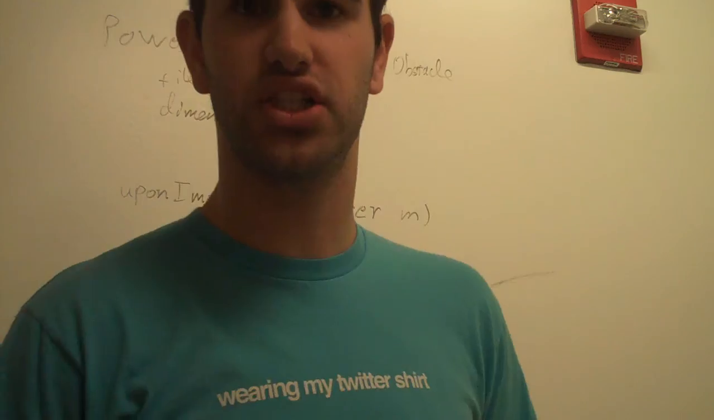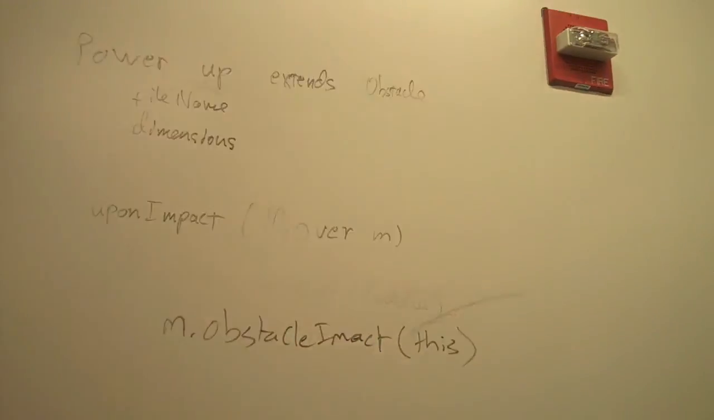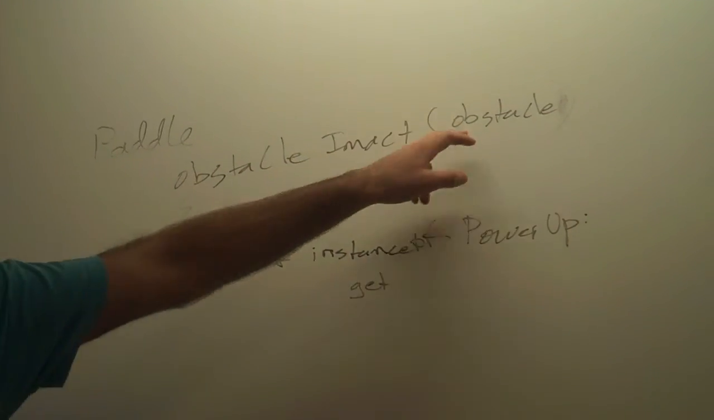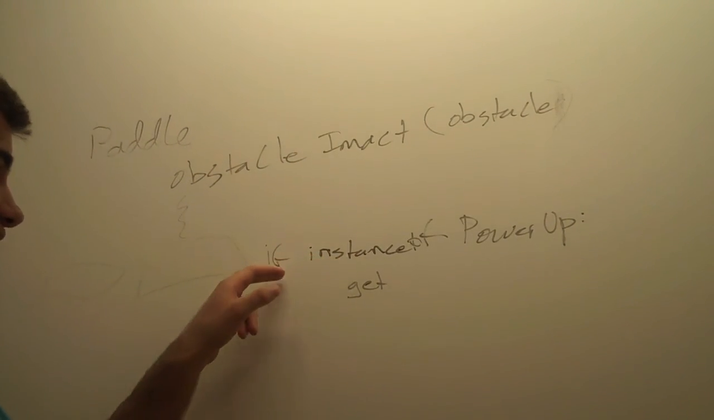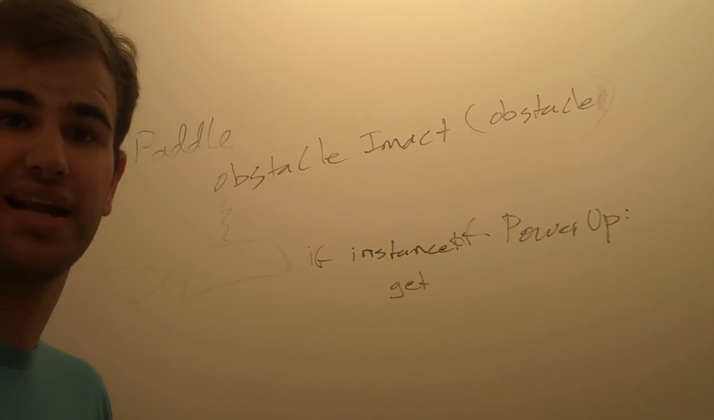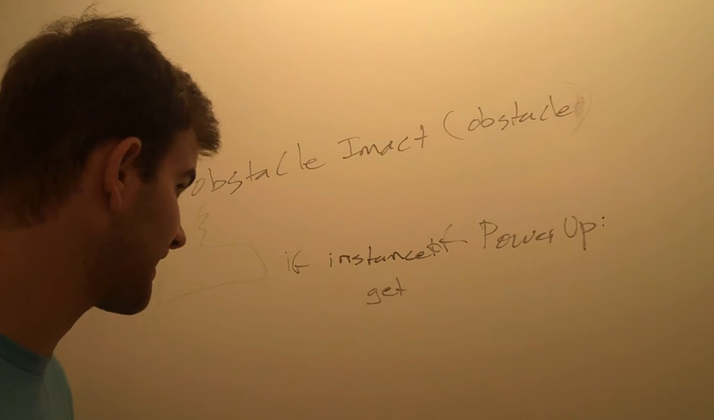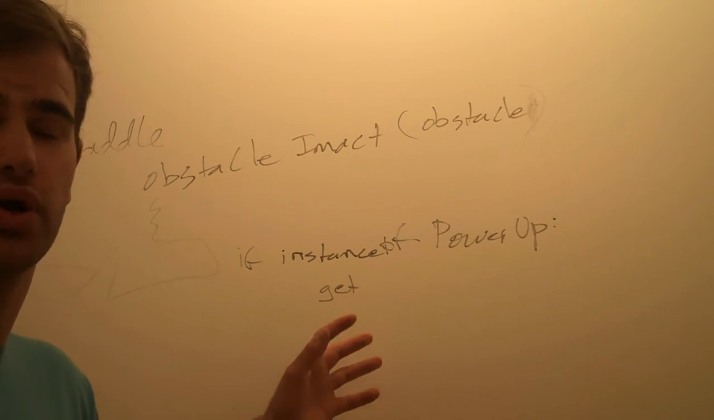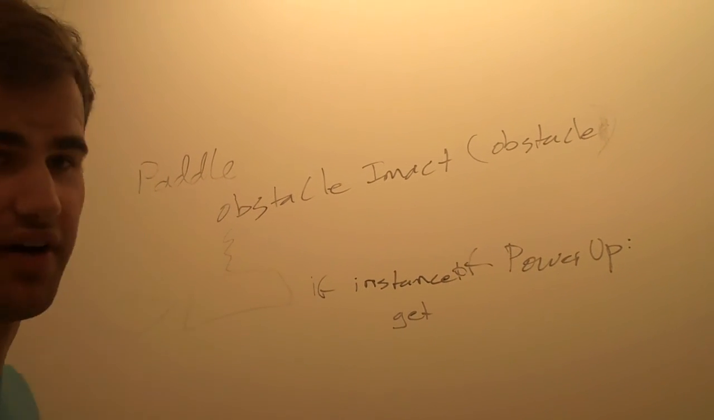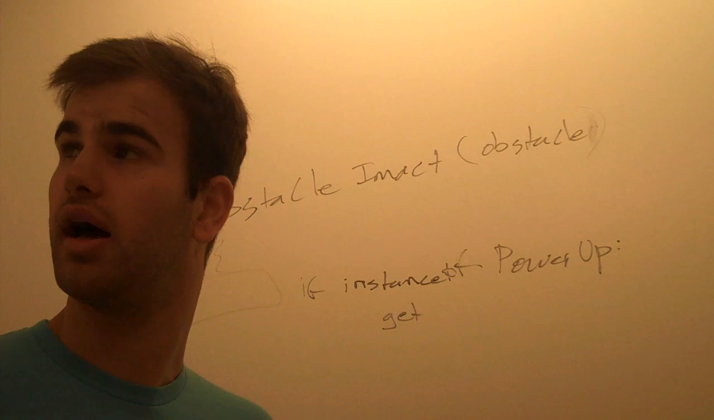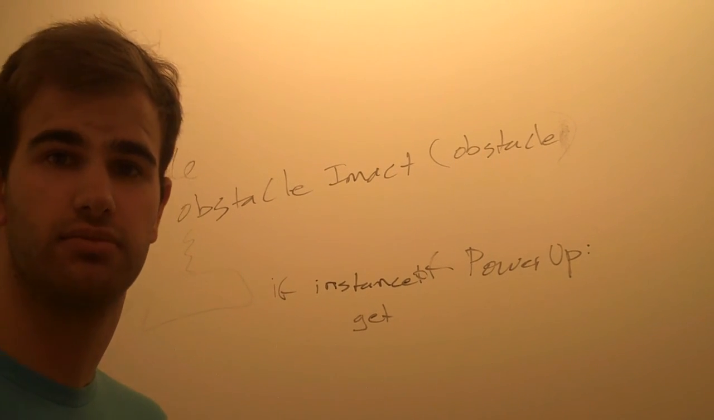Just sketching it out in our minds, we're going to have a paddle class, and upon obstacleImpact, we're going to get an obstacle. We're going to determine if the obstacle is of type power-up, and depending on what type of power-up it is, we're going to do some code to modify the paddle accordingly. So that's kind of it.